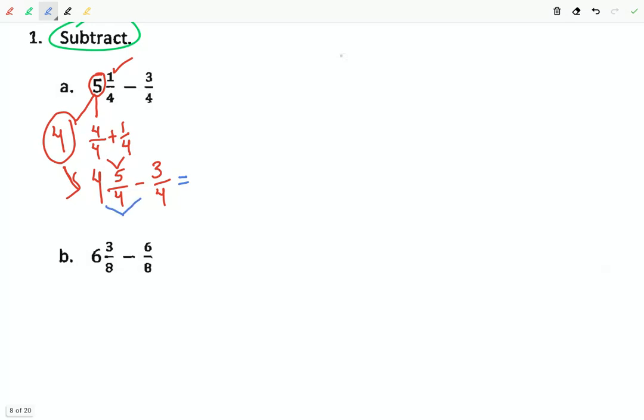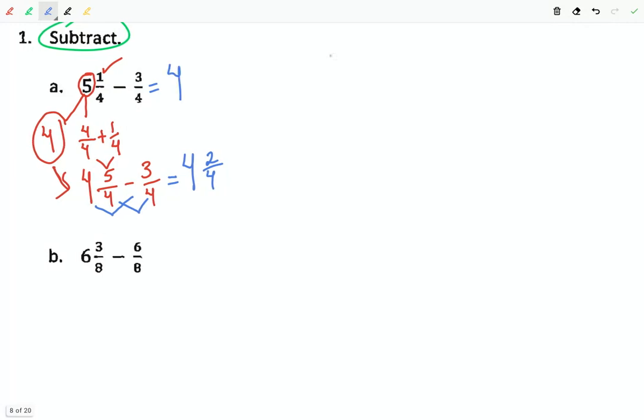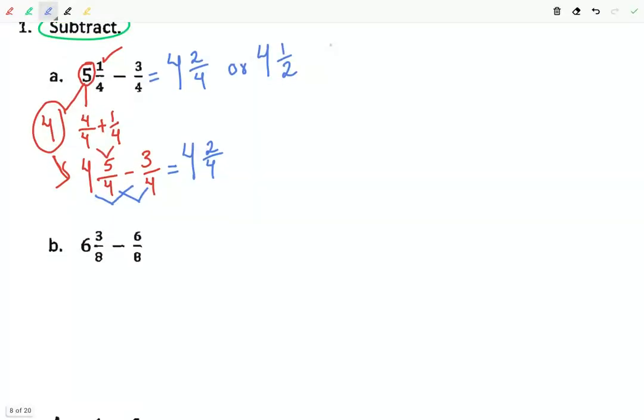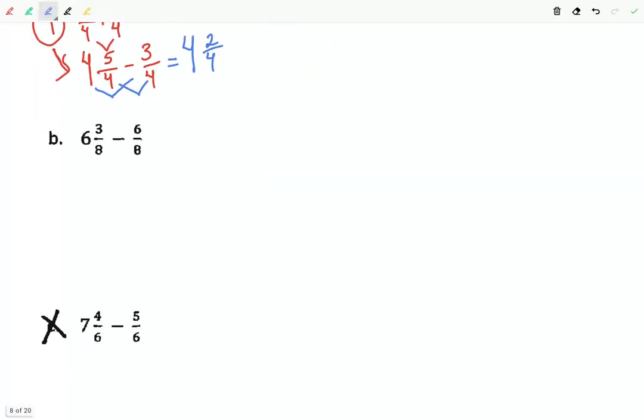So again, 4 minus 0 is still 4, but then 5 minus 3 is 2/4. And so the answer is going to be 4 and 2/4. And I can already hear people saying or 4 and 1/2 because 2/4 is 1/2. Okay, so that's that one.